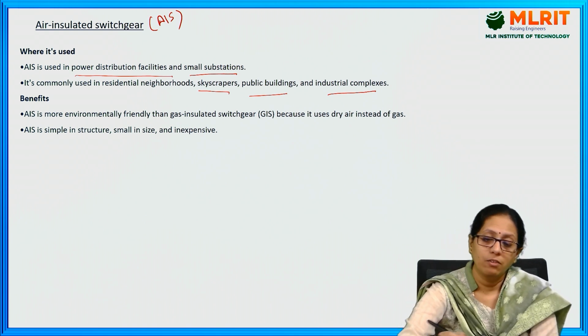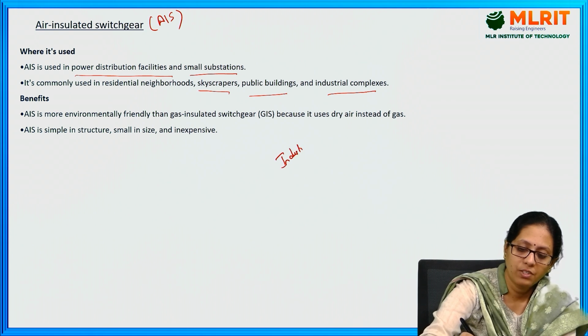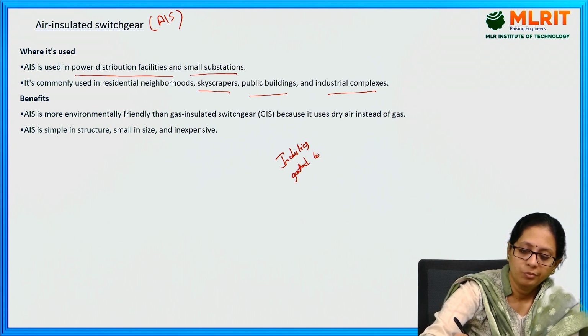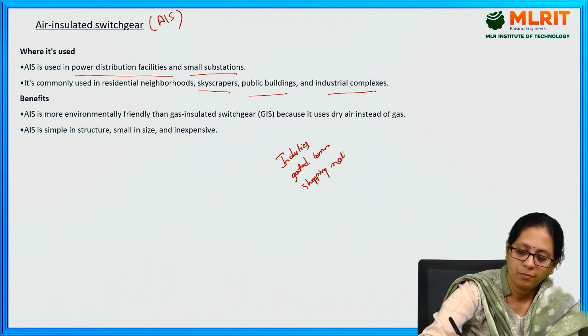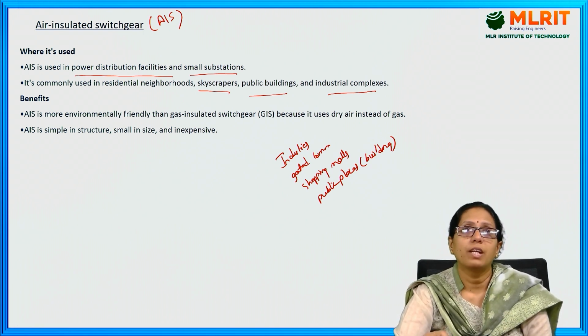That means they are mainly used in industries, tall buildings, gated communities, shopping malls, and in different public places or buildings. For these purposes, we will be using the first type, that is air insulated switchgear.